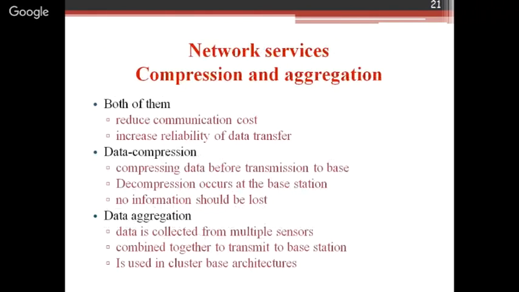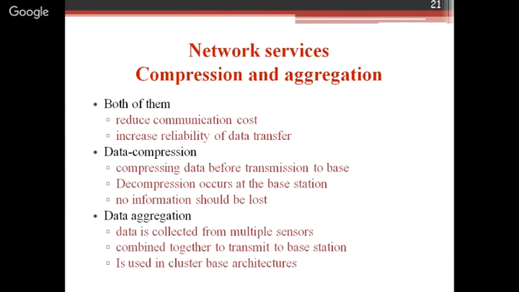What network services can be provided? Compression and aggregation. Both of them are used as network services in a wireless sensor network. The first goal is to reduce the communication cost. We want the cost to be less because we are talking about a very big scale network, and we have to increase the reliability of data transfer. It should be protected. Both data compression and aggregation depend upon these two things.